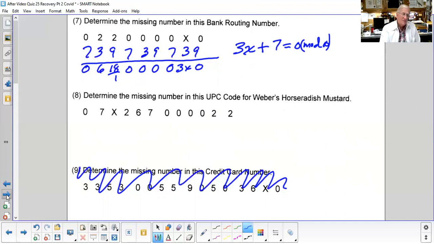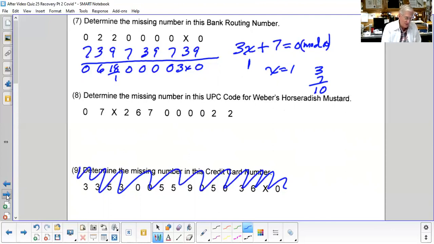Well, let's see. What number times 3 ends in a 3? Wouldn't it just be 1, right? So let's try that out, okay? So if x is equal to 1, I get 3, I add 7 to it, I get 10, right? Oh, you know what? I made a mistake. I can see it already. You know why I could see my mistake? Because I know this bank routing number. It used to be a very big bank in the Buffalo area. This isn't 1 over here, okay?